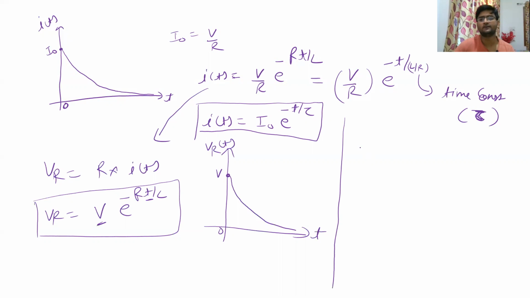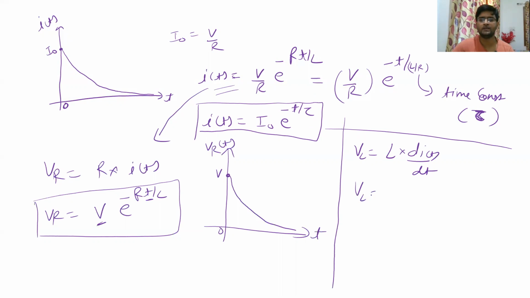Now in the last, VL, what is VL? VL is nothing but L into di by dt. So what you will do is just differentiate this equation of i(t).